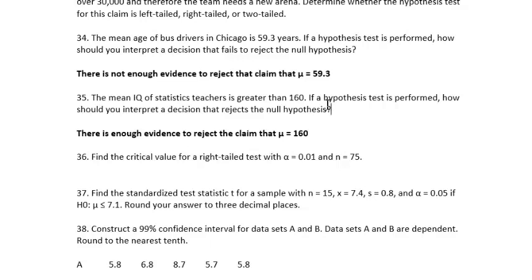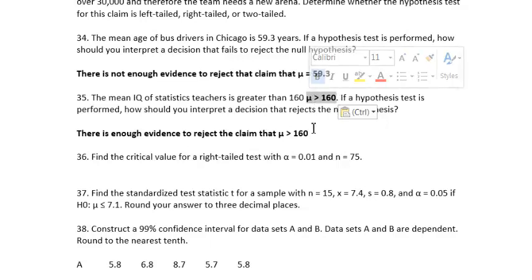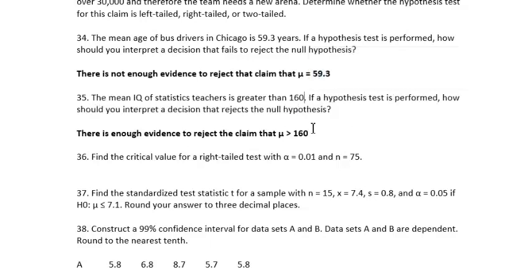Same basic idea. 35 is the converse. The mean IQ of statistics teachers is greater than 160, which I don't think it is, but anyway. If a hypothesis test is performed, how should you interpret the null hypothesis? Actually, there's a little bit of a mistake here. What is the null hypothesis? The null hypothesis is that the IQ is greater than 160. So that's the null hypothesis. Mu is greater than 160. In mathematical terms, that's how we would write this.